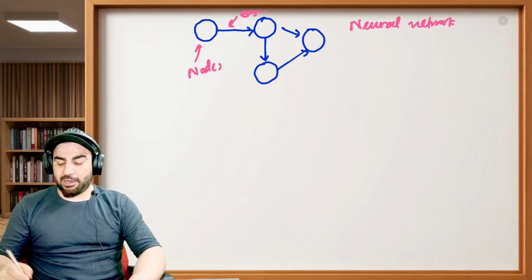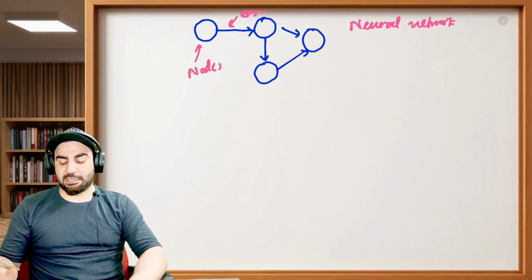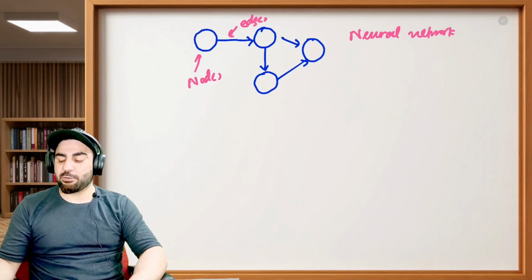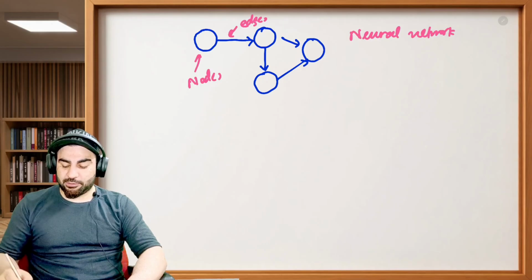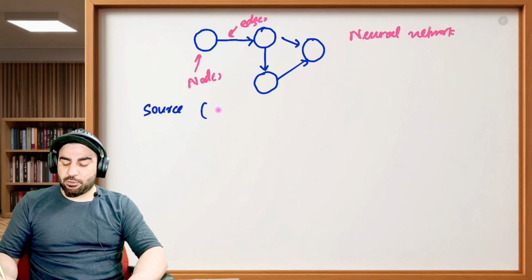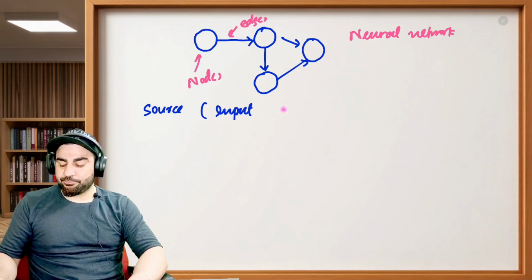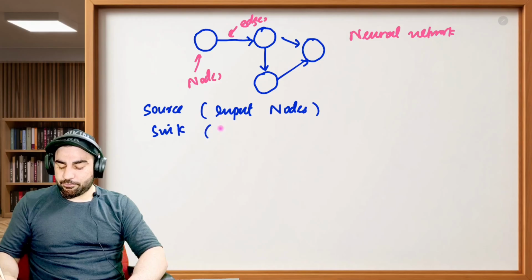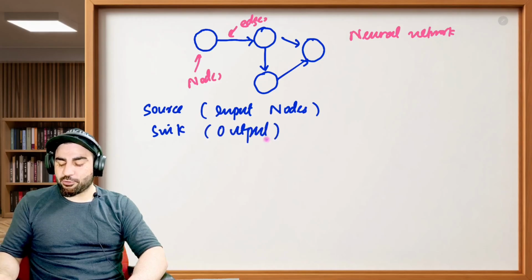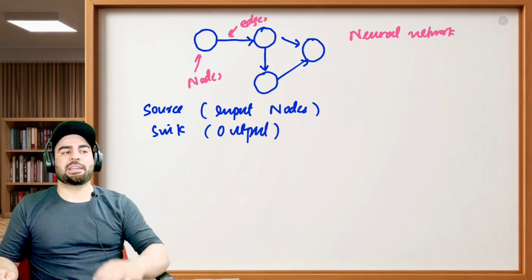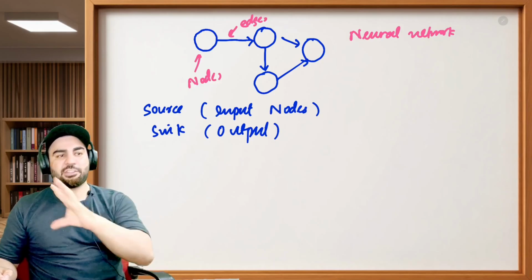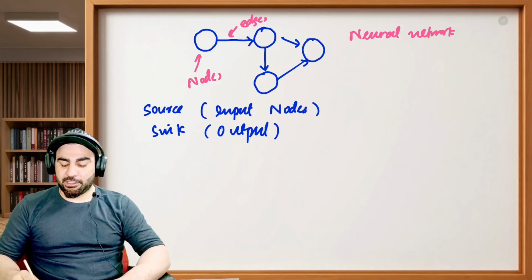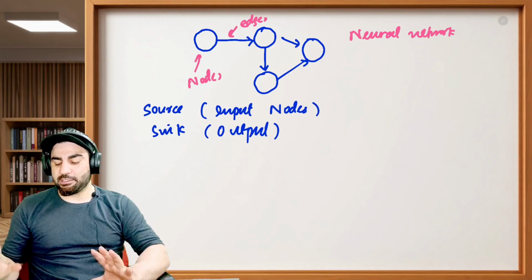Now we'll define this neural network in terms of directed acyclic graphs. As I said, neural networks can be represented by these directed acyclic graphs. In this we'll have a source and a sink. In terms of neural networks, the source will be our input nodes, and the sink is the output. In terms of graph theory, the source is the node which does not have any incoming edge, and the sink is the node which does not have any outgoing edge.